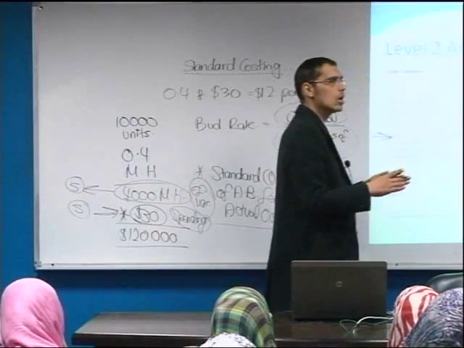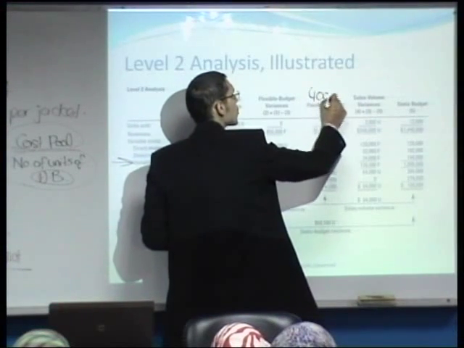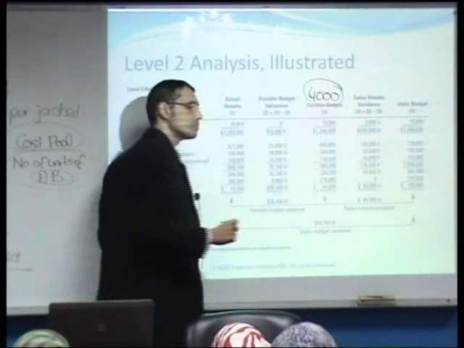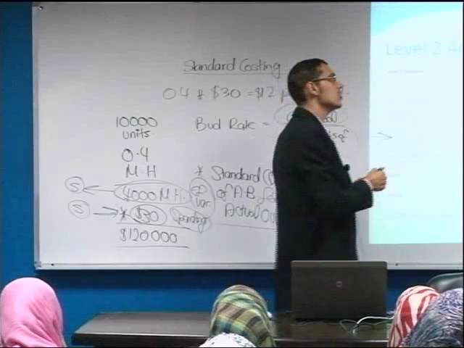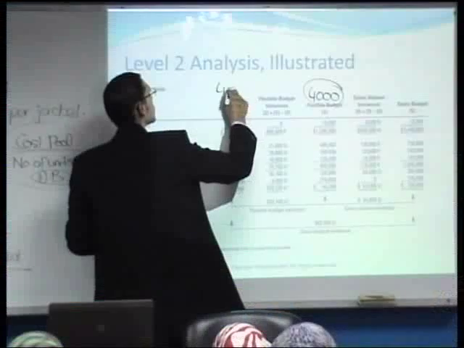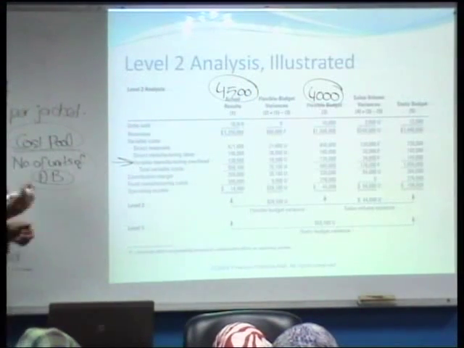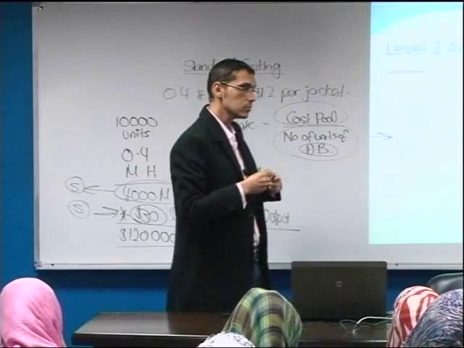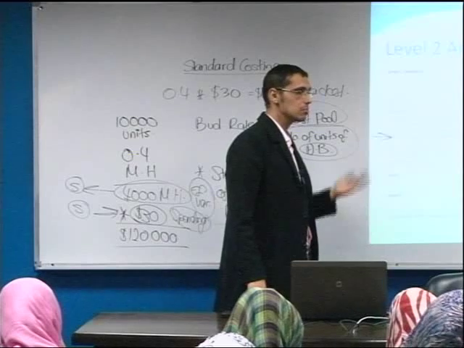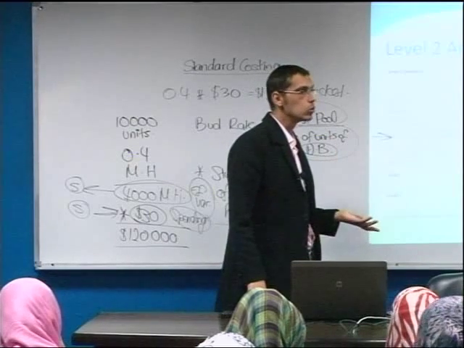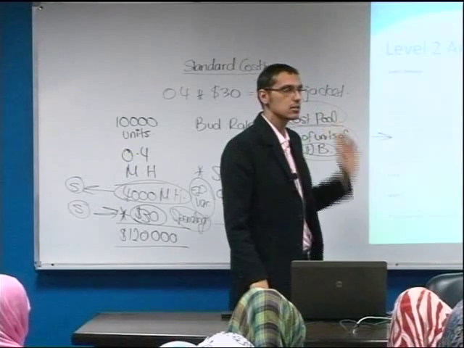Of course, we all know, according to our flexible budget analysis, that we need to use 4,000 machine hours, correct? But according to our actual results, we have actually used 4,500 machine hours. We used more machine hours. Therefore, using more machine hours means less efficient. It means that we are going to incur more costs. Therefore, we would have an unfavorable efficiency variance.